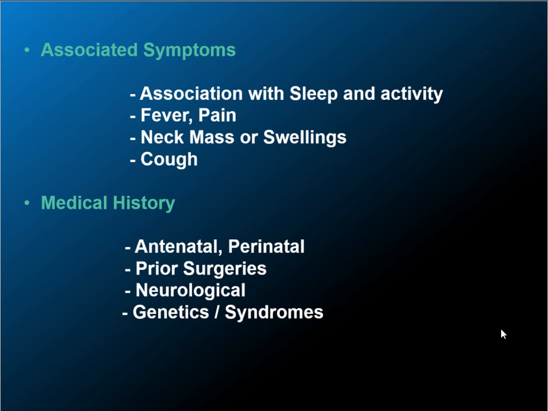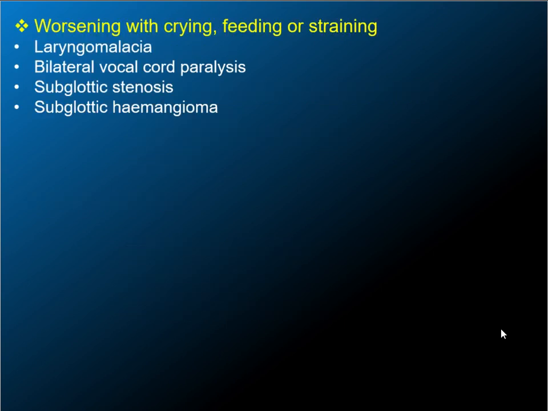Medical history in the form of antenatal and perinatal history is very important. Any history of prior surgeries or any intervention is important to make out the etiology of the stridor. Also, neurological or genetical history should be taken.